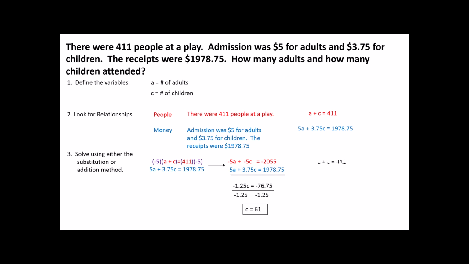Once you know the number of children, you pick either equation, plug it in, property of equality, and you're done. Always be sure to answer the question. Now, I can look at this and say 61 plus 350 is 411 people. It would take a little more work, but if I was allowed to use a calculator, I would just take 61 times $3.75 each, add that to 350 times $5 each, and see if it comes out as the 1978.75.